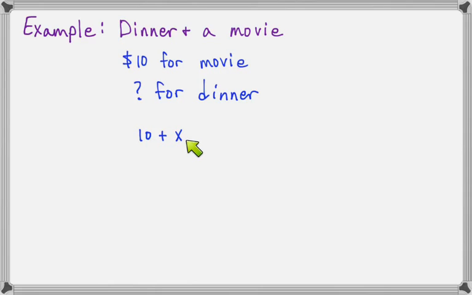Now suppose two of you are going to go eat, and you're both going to eat the same dinner. Well then, for two people, it would have to be 2 times this total, because it's not enough to do just 2 times 10, because that would only double the price of the movie ticket, and it's not enough to do 2 times x, because that only doubles the price of the dinner. You have to double the price of both. If you're both going to do dinner and a movie, you have to pay twice for both.